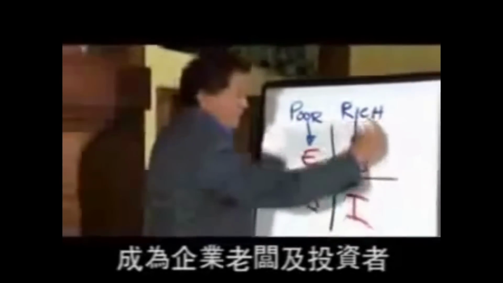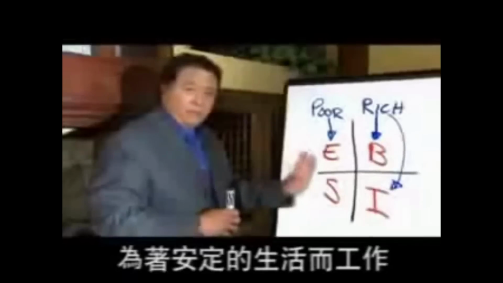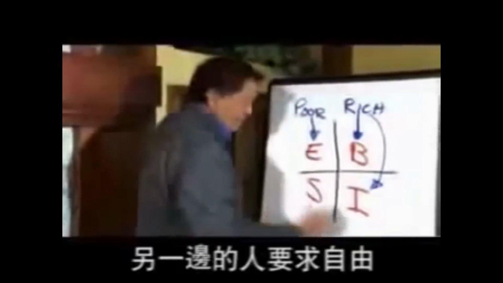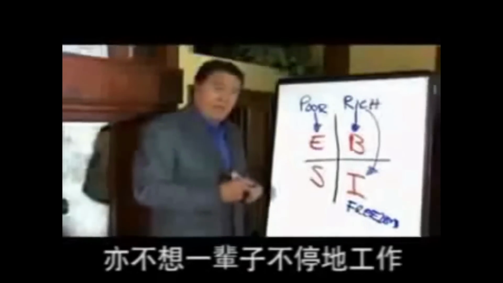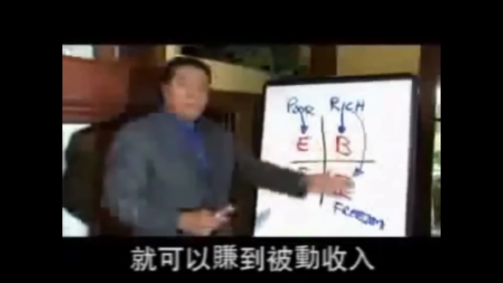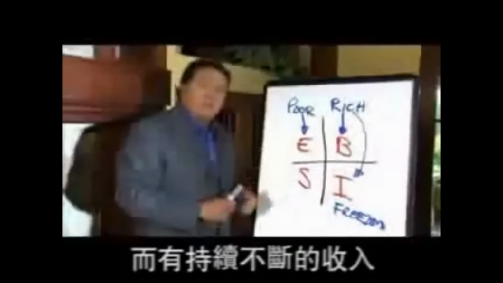So my rich dad suggested I learn how to be a business owner and learn how to be an investor. And that's one of the big differences. On this side of the quadrant, these people work for security. They work for money also. On this side over here, their key value is freedom. They don't want to have to work at a job anymore. They don't want to have to work for the rest of their lives. So the beauty of building a business and learning how to invest is very simply that this is passive income. You work hard for a few years, but possibly for the rest of your life, income keeps flowing to you.